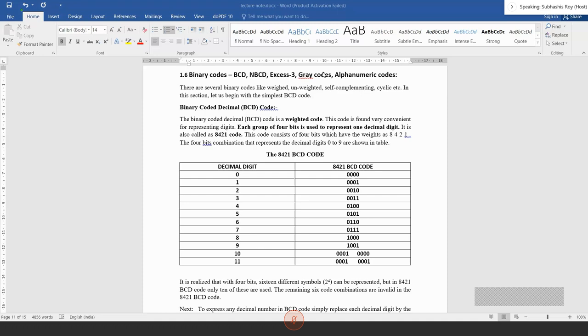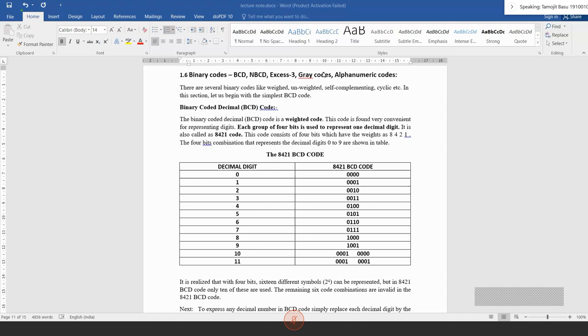So actually, we have already covered most of the parts of this chapter. This first chapter is to introduce you to different kinds of number systems first, then different kinds of complements, one's complement, and different kinds of representation of floating and integer numbers. And this is the last section of this chapter.